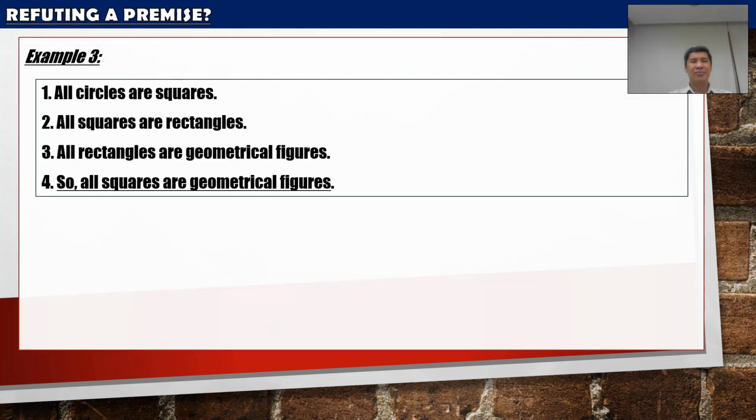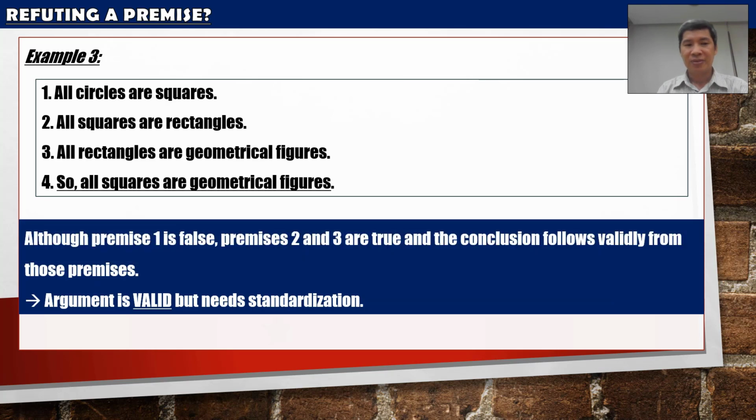Now this example: all circles are squares, all squares are rectangles, all rectangles are geometrical figures, so all circles are geometrical figures. Similarly, number 1 is false, but the conclusion follows necessarily from number 2 and number 3. To make this a good argument, just remove number 1.